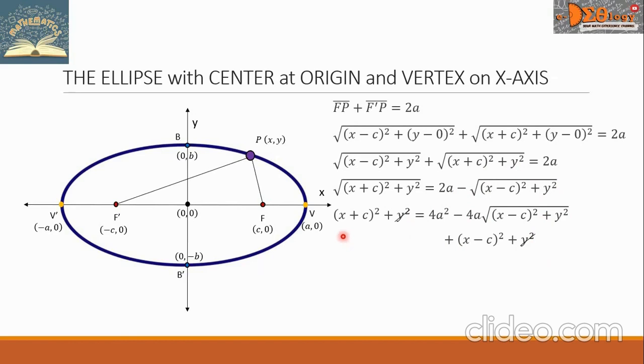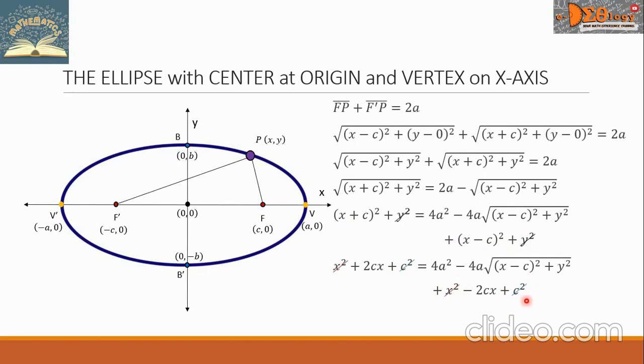After that, let us expand the squares here and also here. The square of x plus c becomes x squared plus 2cx plus c squared. When we expand this, it becomes x squared minus 2cx plus c squared. Observing the left side and the right side, look at the x squared here and also x squared on the right side. We can cancel those x squared. Likewise, there is c squared on the left and also c squared on the right. We can cancel those c squared.